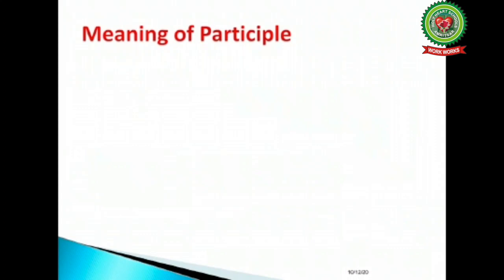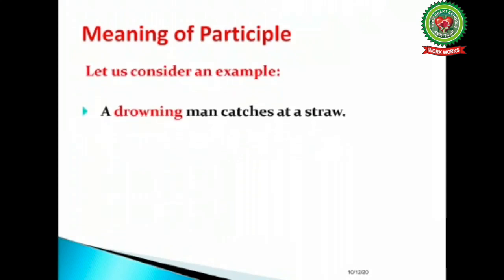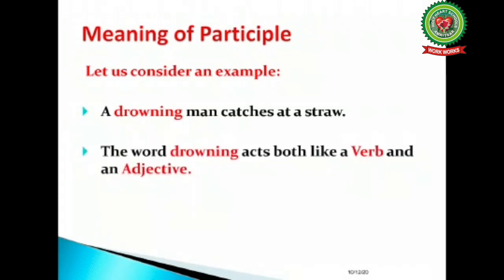Students, first of all, we need to understand what is a participle. To understand this, let us have an example. A drowning man catches at a straw. The word drowning describes the noun man. Which man? Drowning man. So, the word drowning acts as an adjective. Also, drowning is formed by adding ing to the present form of verb drown. So, drowning is also a verb. The word drowning acts both like a verb and an adjective.